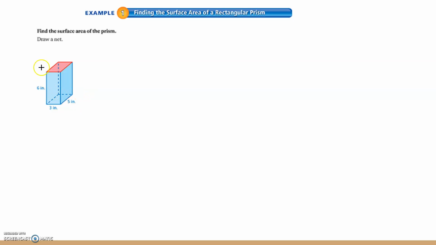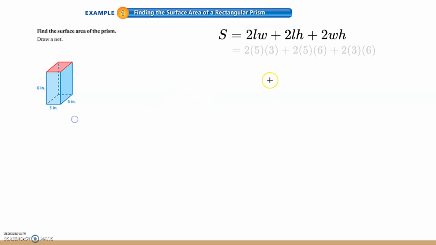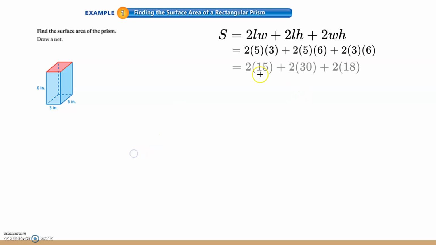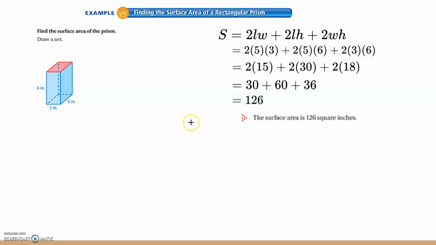Our given values are 6 inches as a height, 3 inches as a width, and 5 inches as a length. Our formula we saw earlier. Then we're going to plug in our values, multiply them, simplify them even further, and then add them all up to get our 126 square inches.